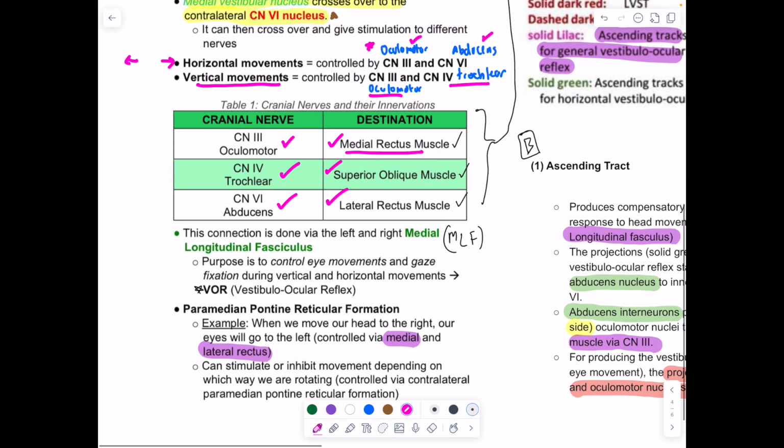Okay, and so how do we actually get to this connection? We are back to our friends, the medial longitudinal fasciculus, MLF. Okay, and the purpose is to control movement. We would call this the vestibulo-ocular reflex, and the idea is that if your head moves this way, then your eye should move this way to allow for tracking. All right, and that's what this is saying.